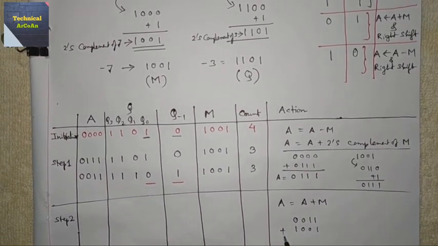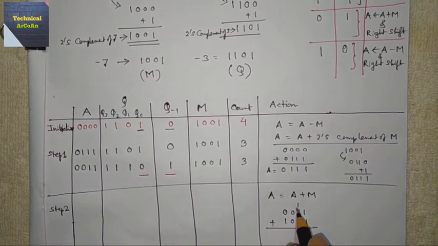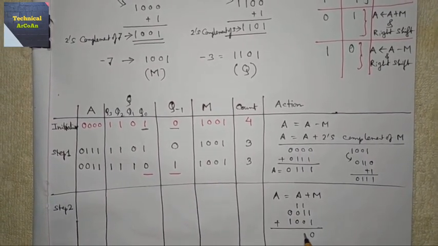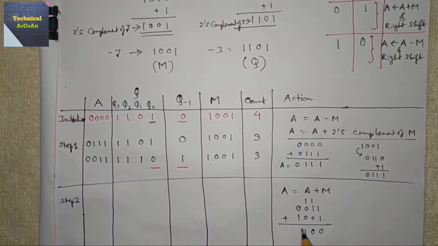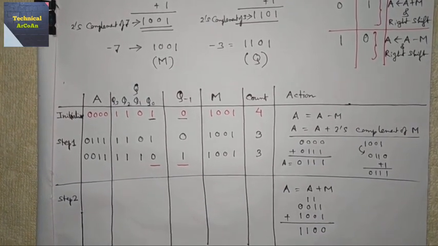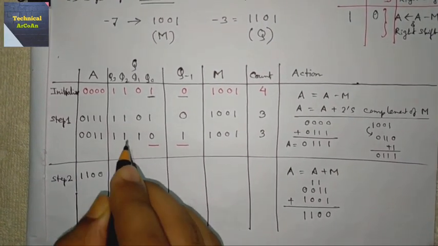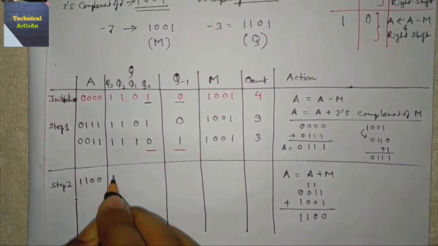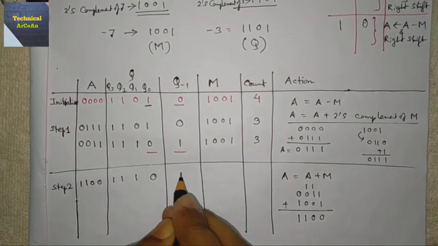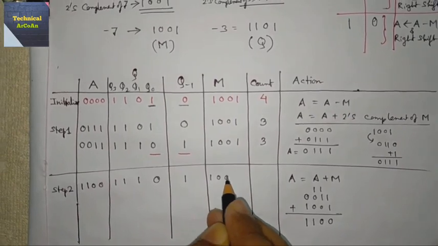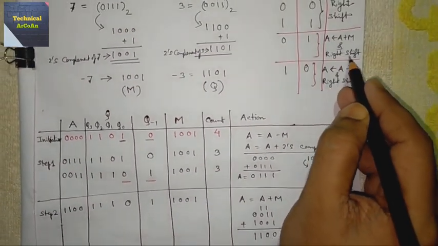Okay, now add these two, simple, so 1 plus 1 will be 0, 1 will be carry, 1 plus 1 is 0, and 1 will be carry, 0 plus 0 will be 0, 1 plus 0 is 1, 1 plus 0 is 1, and 0 plus 1 will be 1. So what will be the new A value, 1 1 0 0. Okay, same way the Q value will be the same, 1 1 0, Q minus 1 will be 1, M will be the same. Okay, after that we should do right shift.